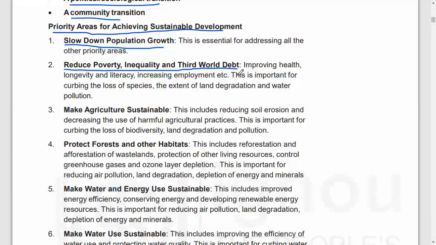This is important for curbing the loss of species, the extent of land degradation, and water pollution, to make agriculture sustainable. This includes reducing soil erosion and decreasing the use of harmful agricultural practices. This is important for curbing the loss of biodiversity, land degradation, and pollution.